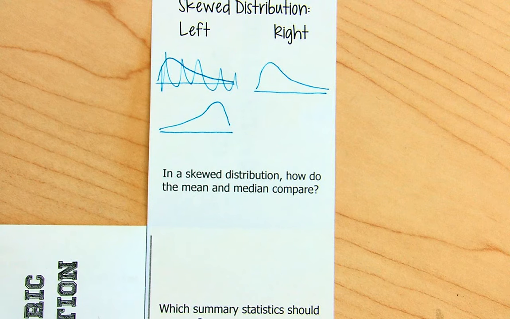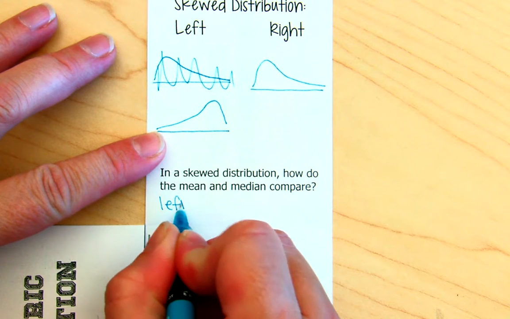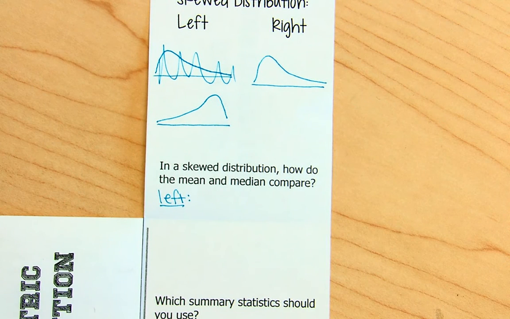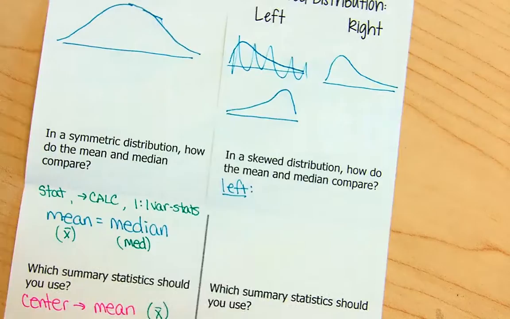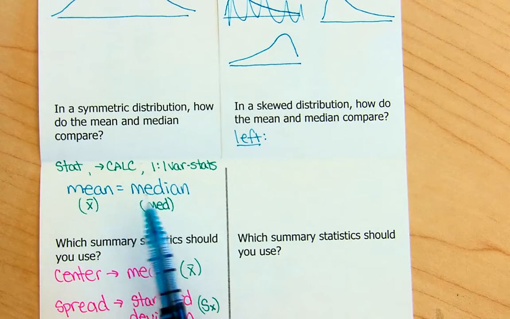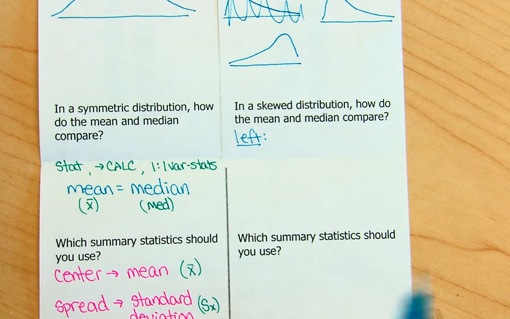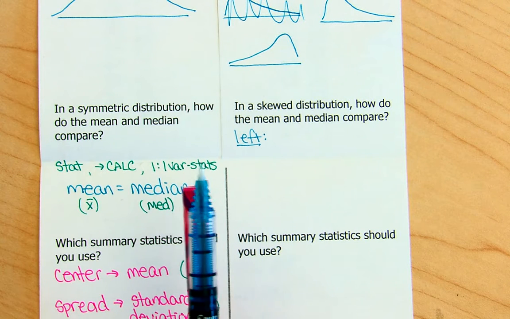So what happens is if we have a skewed left, you have to think of it like on a number line. On a symmetric, the mean and median are the same. It's like they're lined up one right on top of the other. Okay? So they're lined up there.